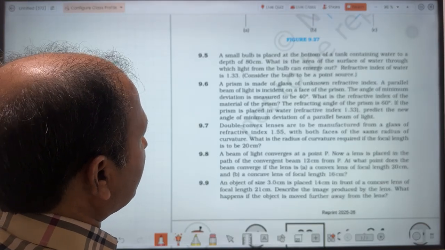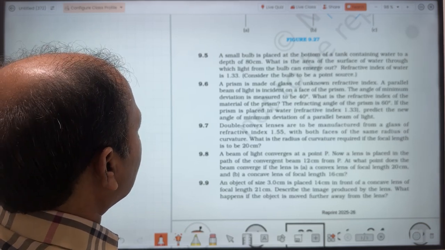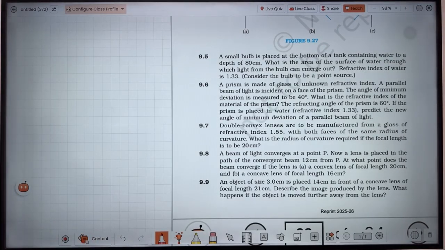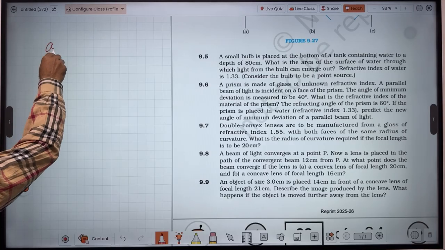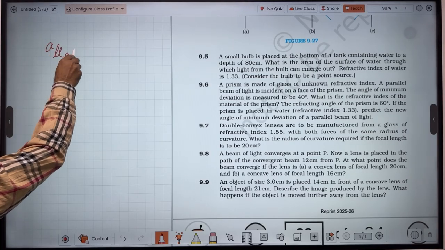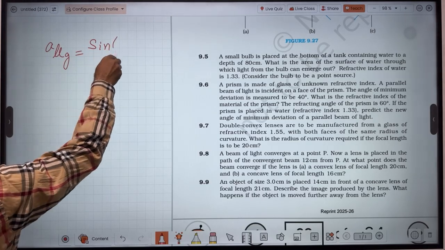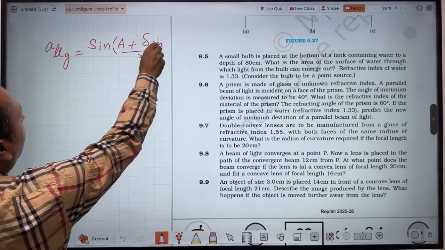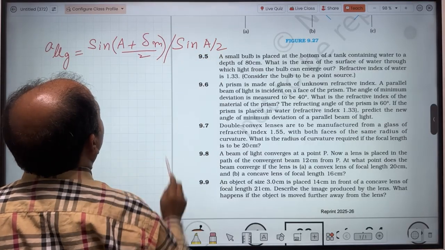The refracting angle of the prism is 60 degree. If the prism is placed in water of refractive index 1.33, predict the new angle of minimum deviation of the parallel beam of light. So this is a simple question, we can solve it. What is the formula for refractive index in the case of a prism? So mu is given by sine of (A plus delta m, the angle of minimum deviation) divided by 2, whole divided by sine A by 2, right?